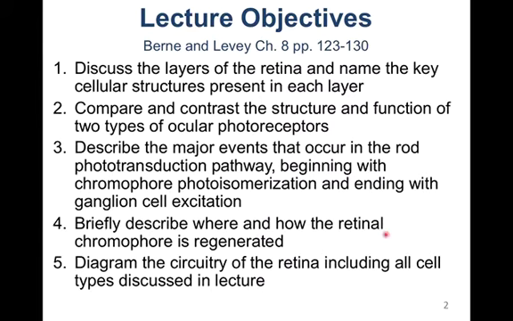But the retinal chromophore needs to be regenerated. Trans retinal needs to be converted back to cis retinal so that the opsin can retain its photosensitivity, or its photosensitivity can be reset, might be a better way to think about it. And then the circuitry of the retina.